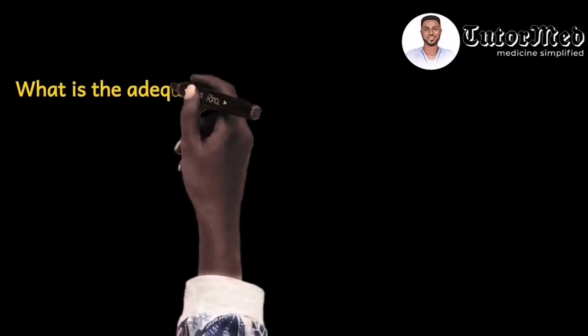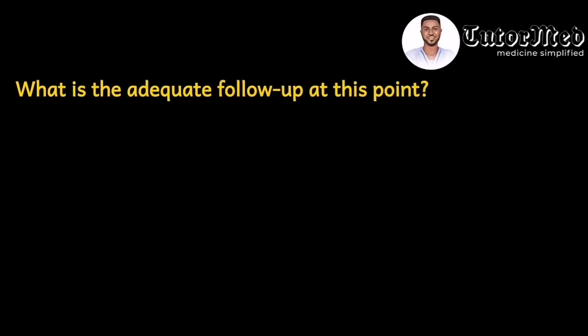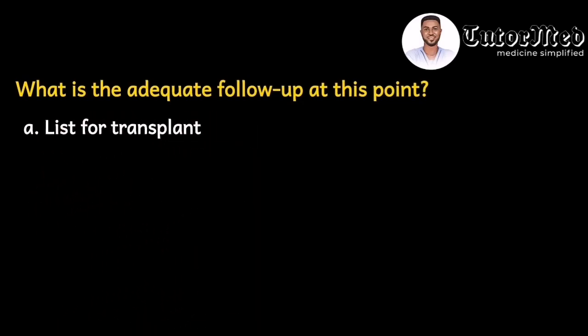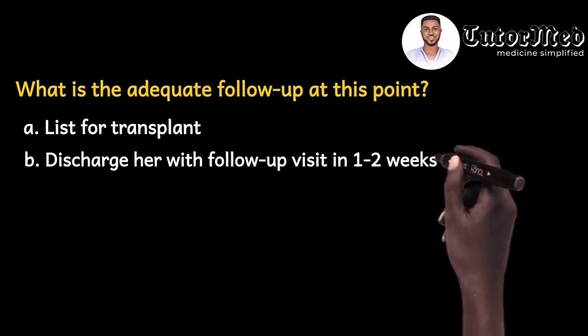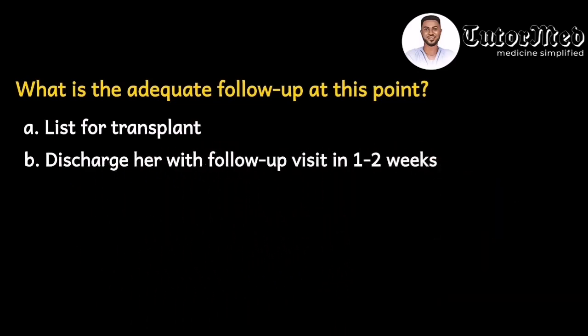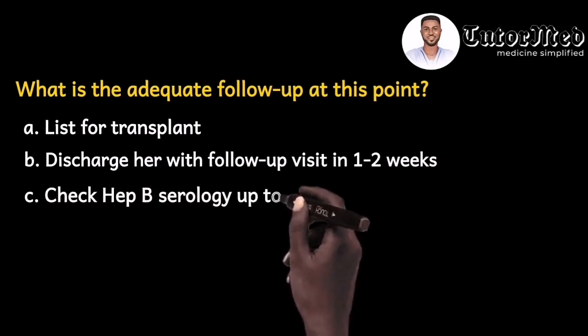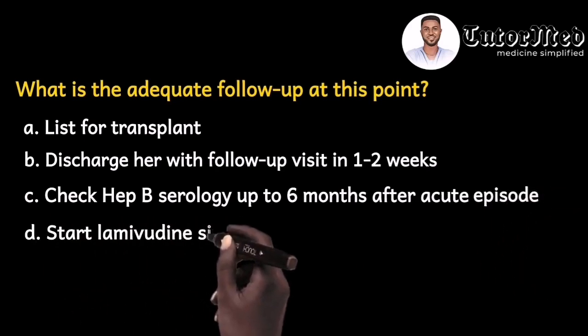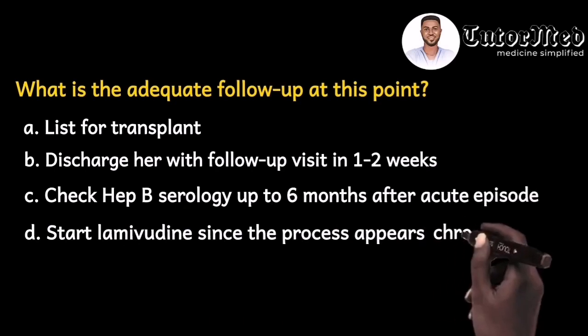Alright guys, the patient has been on the ward for 11 days and we know her current state clinically and her lab investigations. So what is the adequate follow-up at this point? And choose as many that apply. A. List for transplant. B. Discharge her with follow-up visits in 1 to 2 weeks. C. Check her Hep B serology up to 6 months after her acute episode. And then D. Start lamivudine since the process appears chronic.